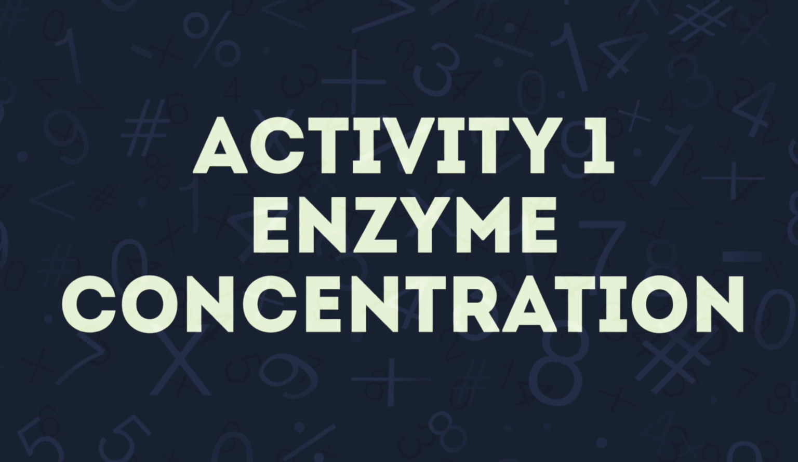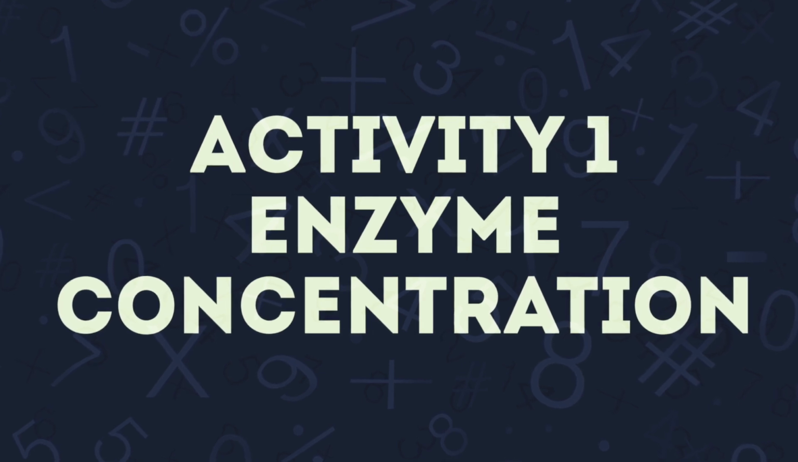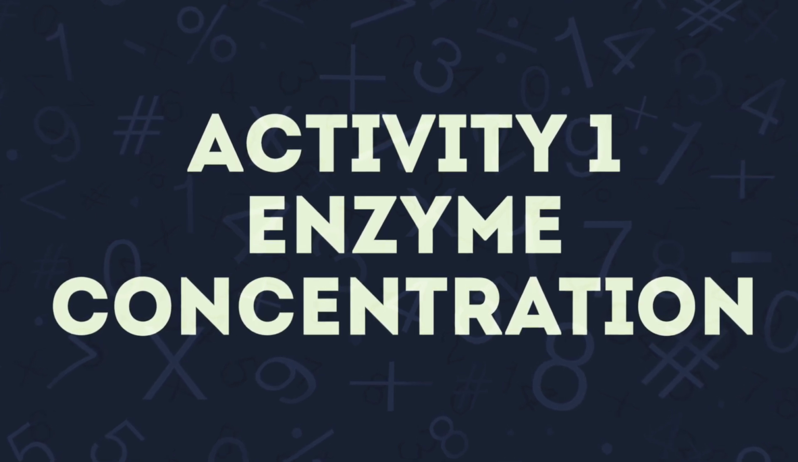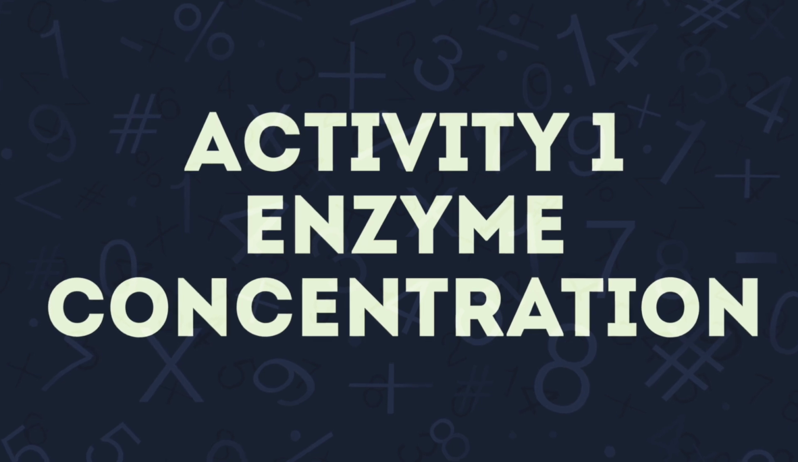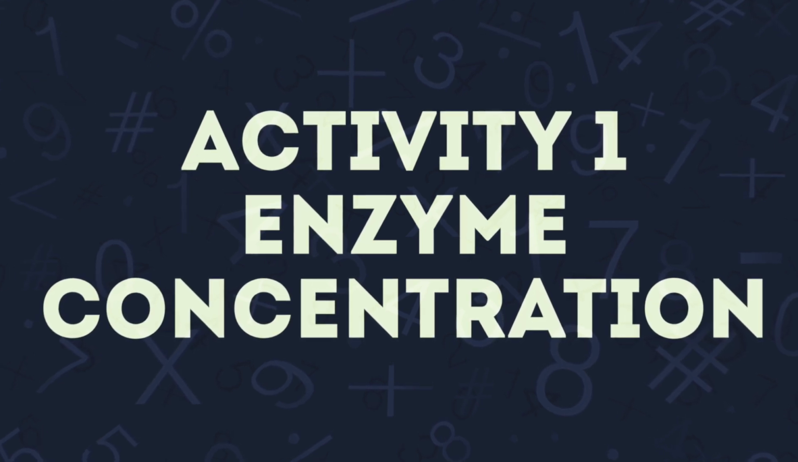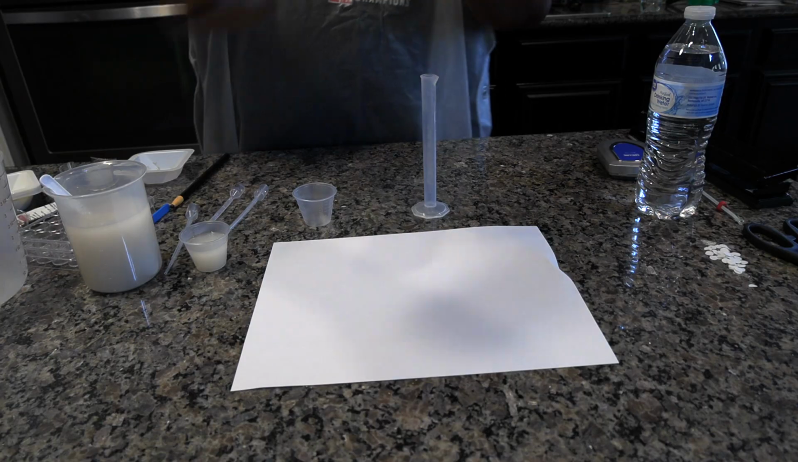Activity 1, enzyme concentration. This activity investigates the following question. How does the concentration of the enzyme catalase affect the decomposition rate of the substrate, hydrogen peroxide?